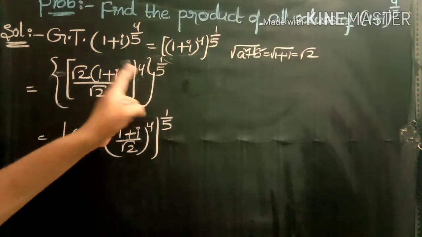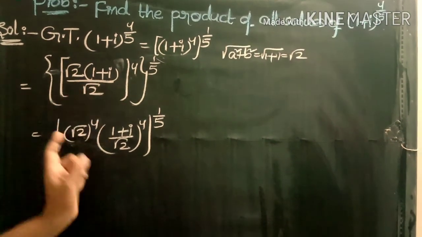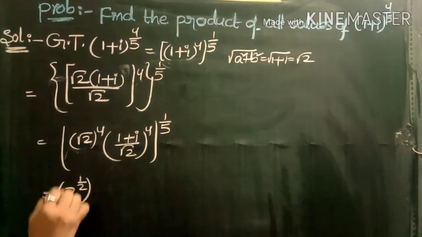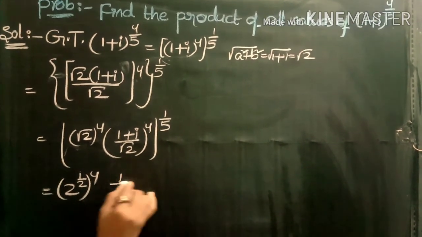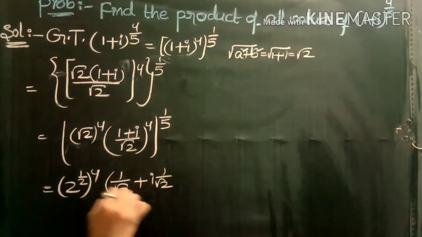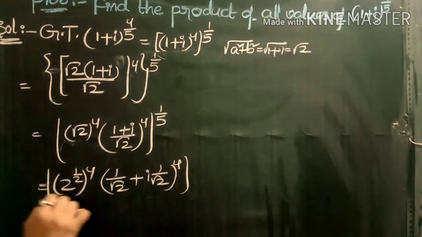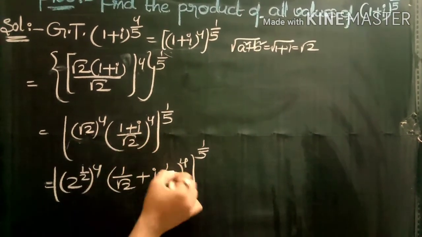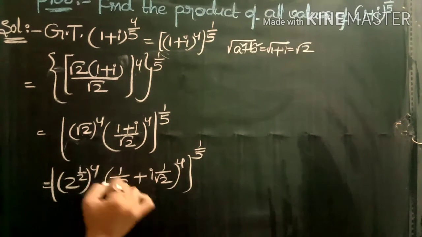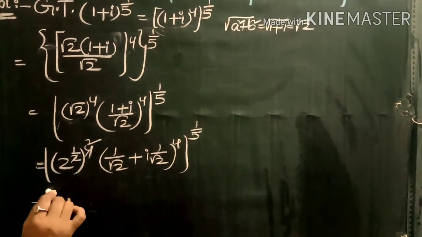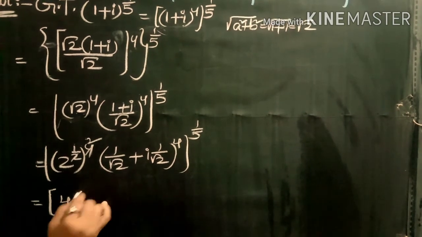Just separating the power 4 to these two terms like that. And this is equal to 2 power 1 by 2 power 4 into (1 by root 2 plus i into 1 by root 2) whole power 4 whole power 1 by 5. Separating the denominator to both of the terms. And this 2 power 1 by 2 power 4 cancelled, 2 square, that is 4, into 1 by root 2.